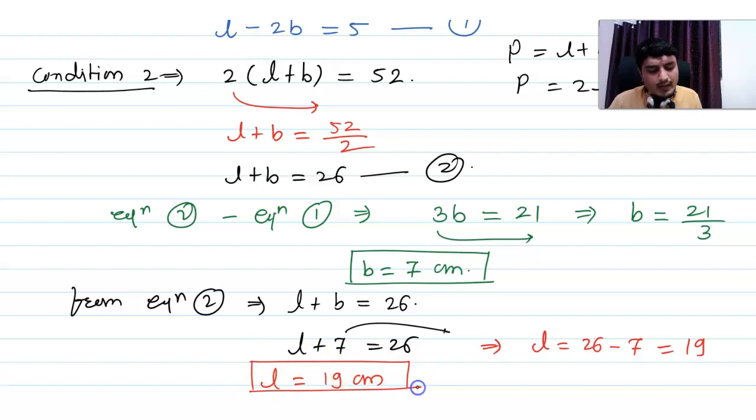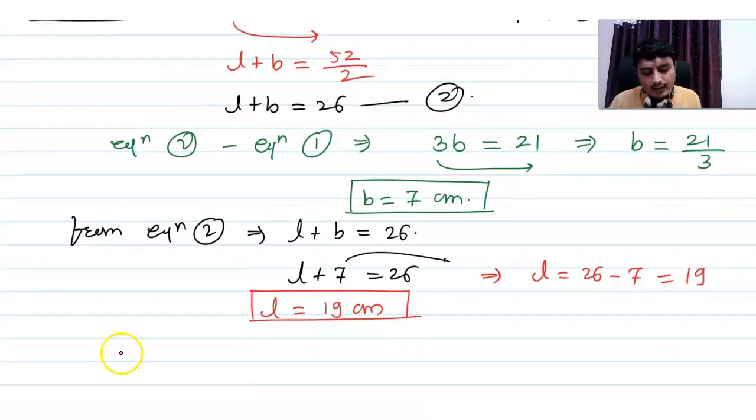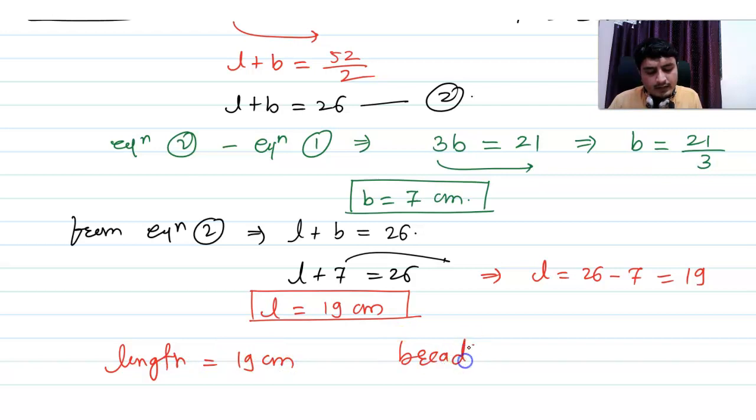So at last you may write your answer like this: the length of the rectangle equals 19 centimeters, while the breadth of the rectangle equals 7 centimeters.